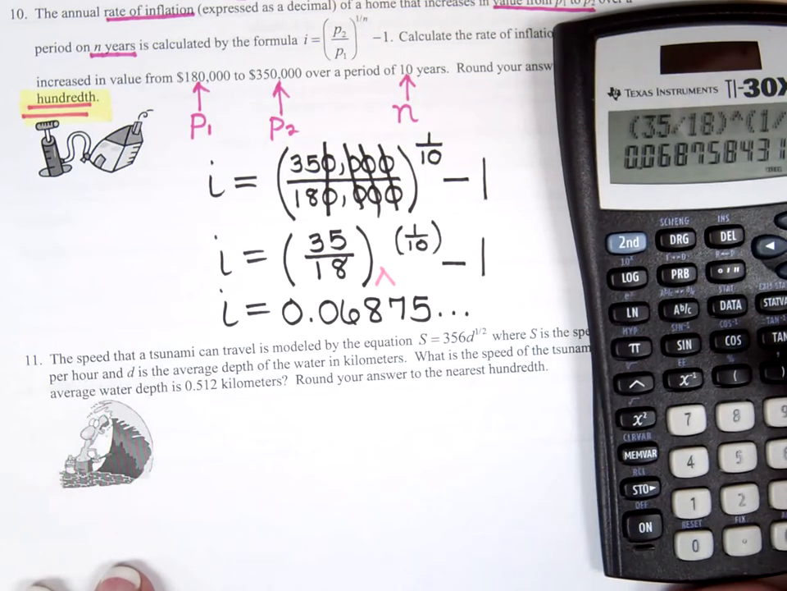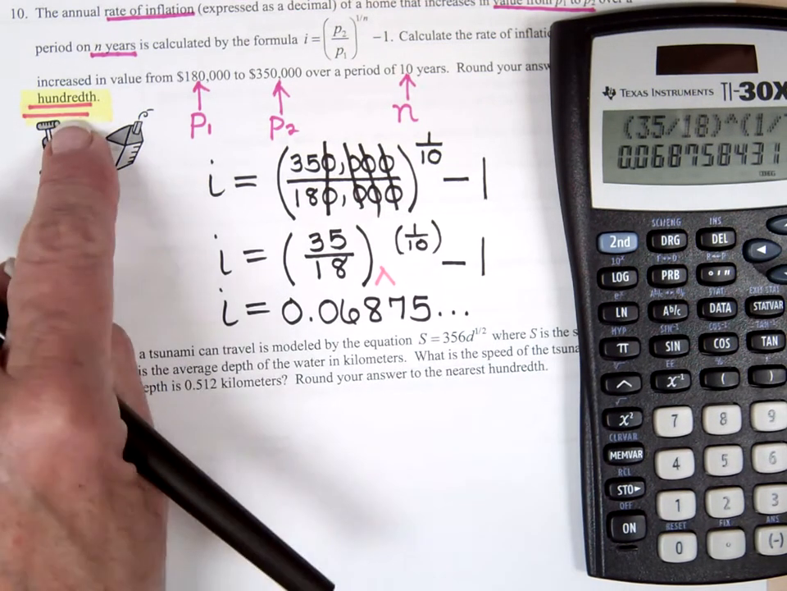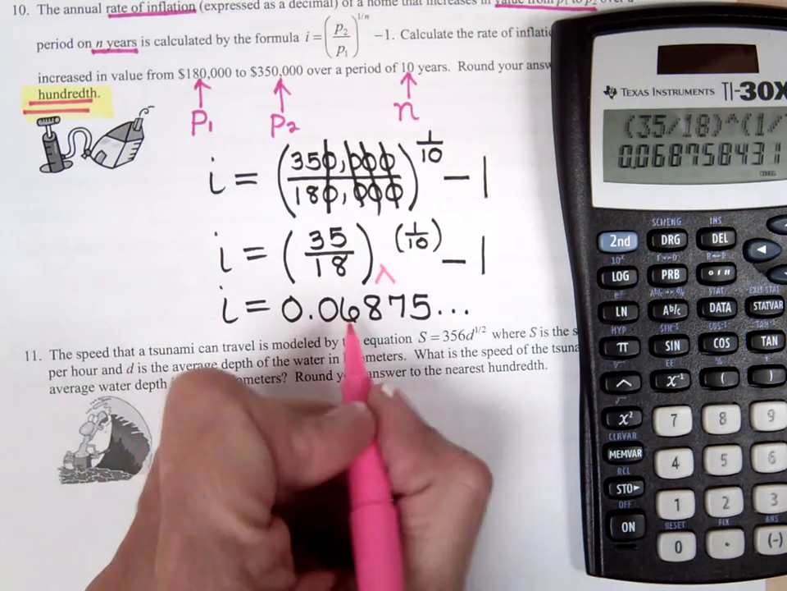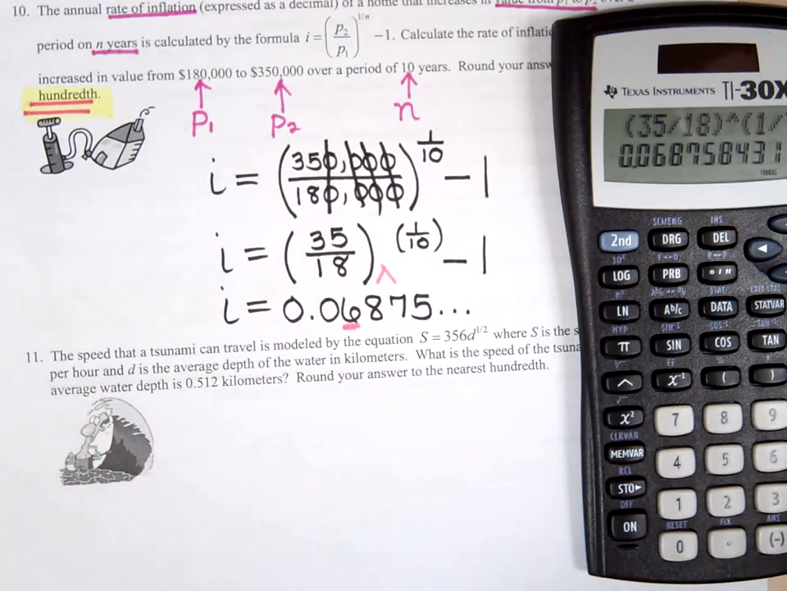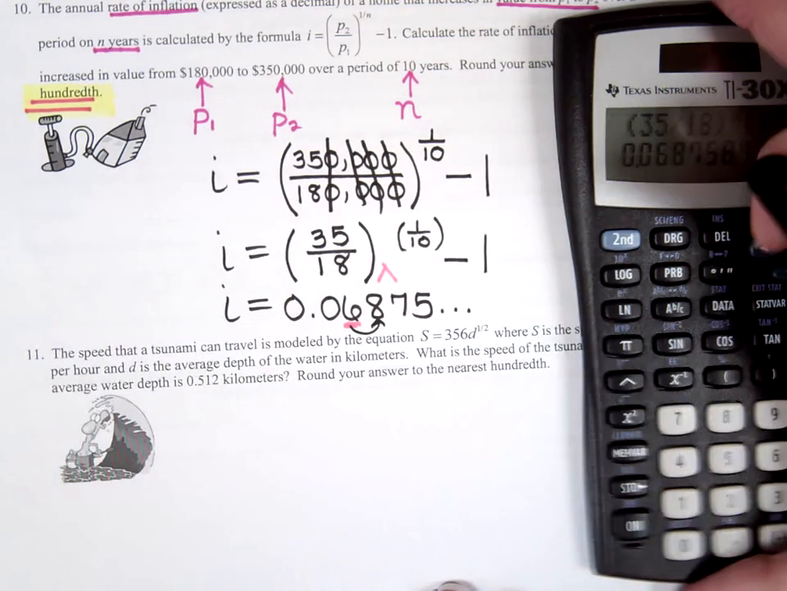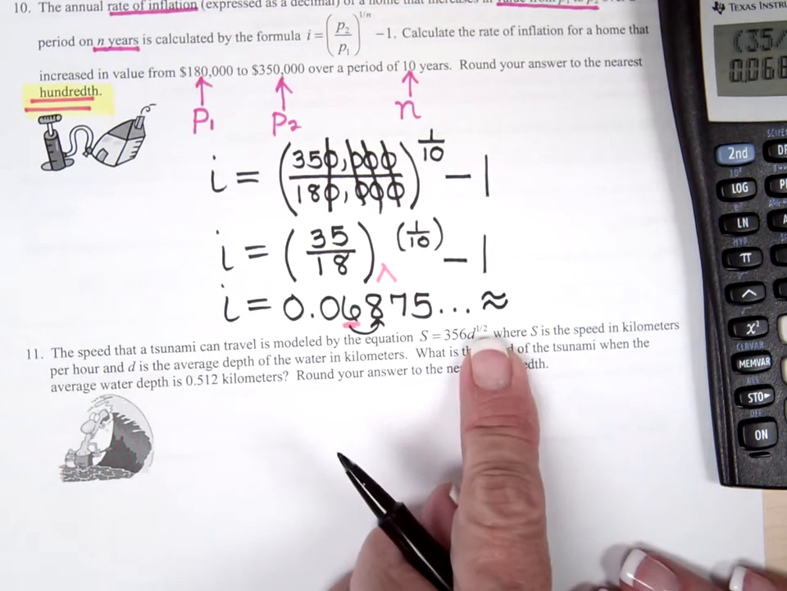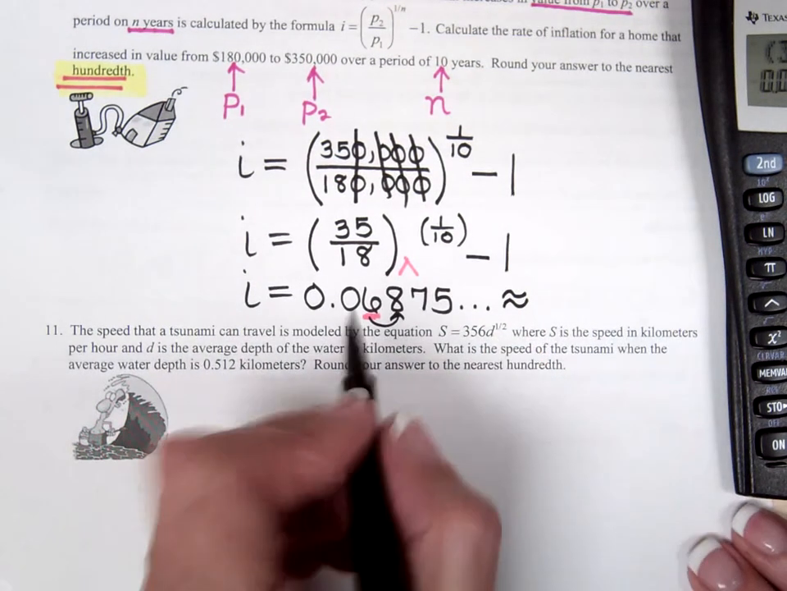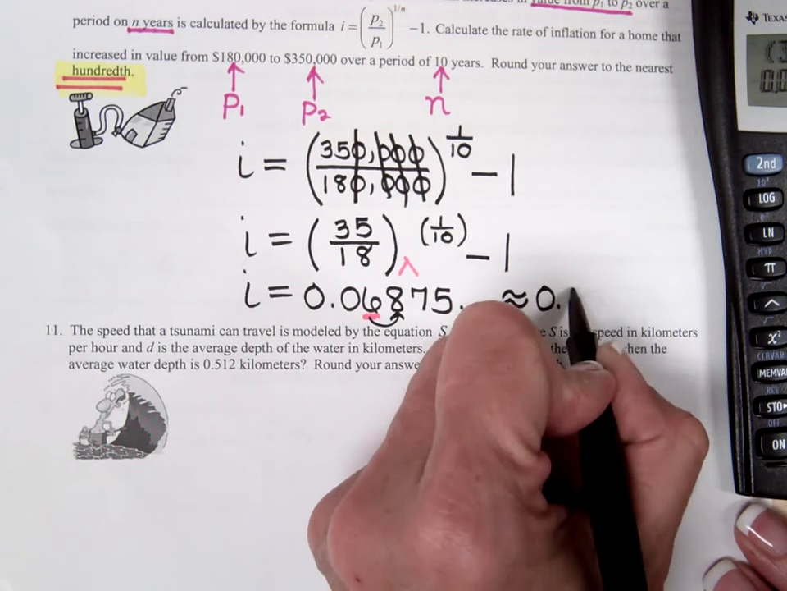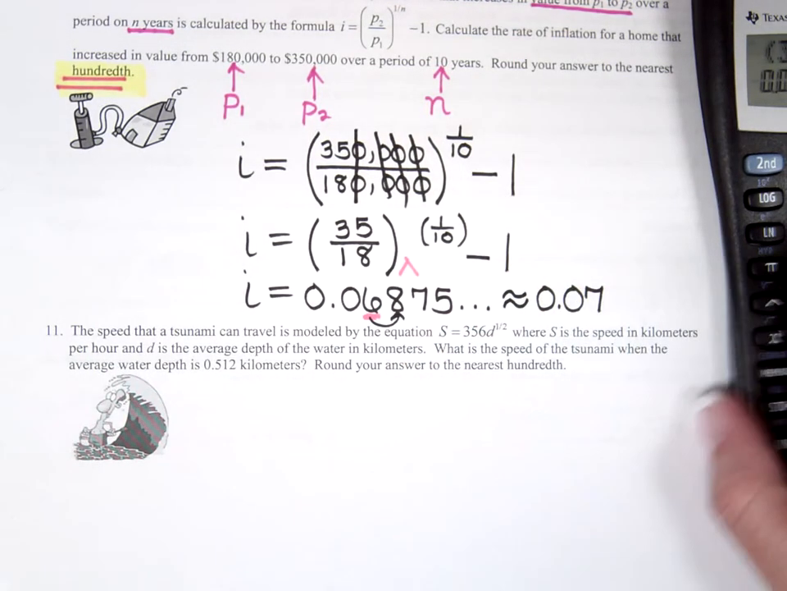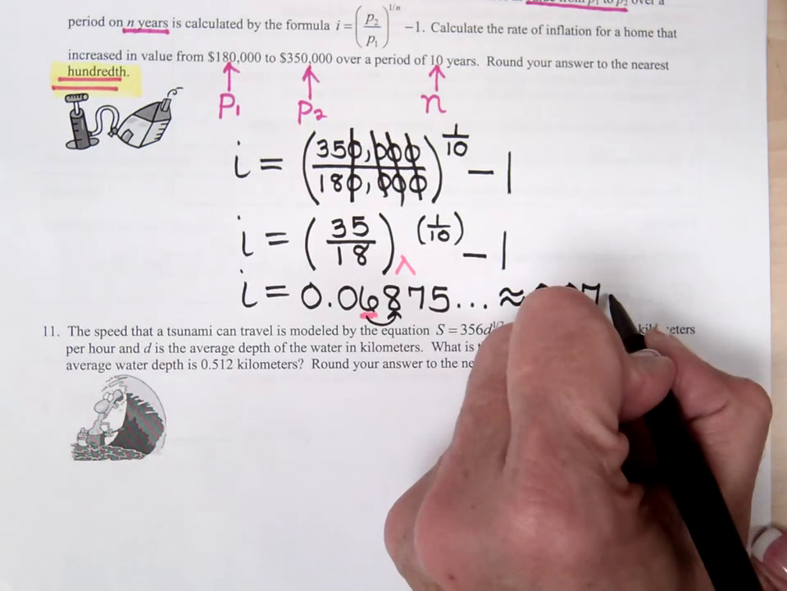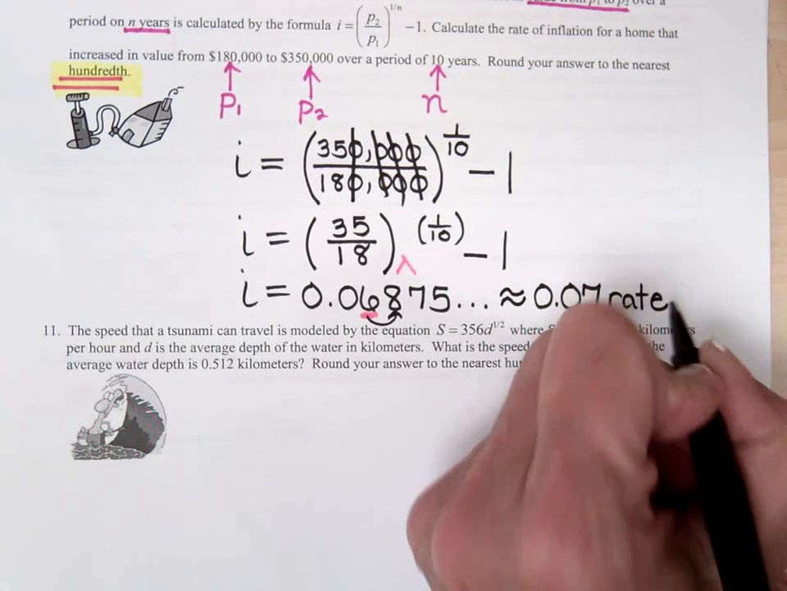So let's read what the problem wants us to round to. Hundredths. So I go to the hundredths place, tenths, hundredths, and I ask myself, does this stay 6 or does it become 7? Those are my only choices, and because it's followed by an 8, it becomes 7. So now we put the squigglies to show the reader that it is an estimated answer now, not exact. So approximately 0.07, and that's the rate of inflation. Because it says calculate the rate of inflation.